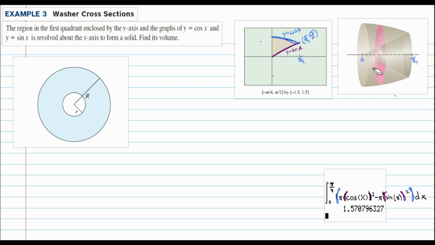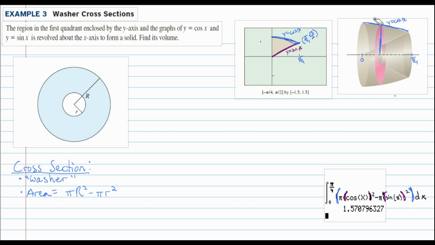Now as you can see by this pink ring here, if we took a slice out of the middle of this object, the cross section would not be a solid circle anymore. It's a washer, a circle with a hole in the middle. So the area of a washer is going to be pi times big radius squared, the area of the big circle, minus the area of the little circle, the hole in the middle. Well, we have to find out what that big radius is and what that small radius is.